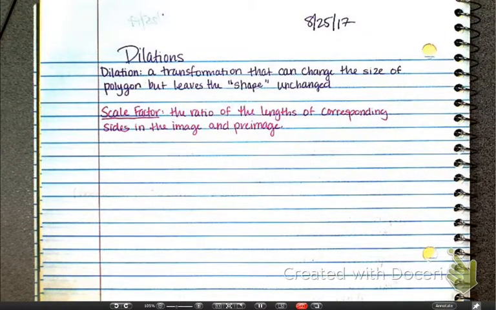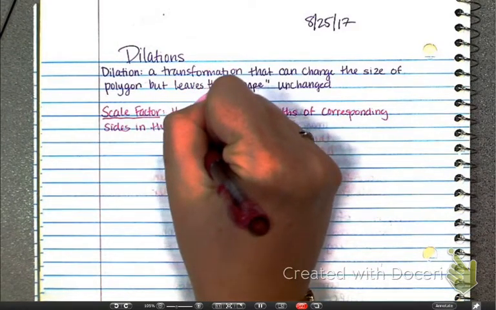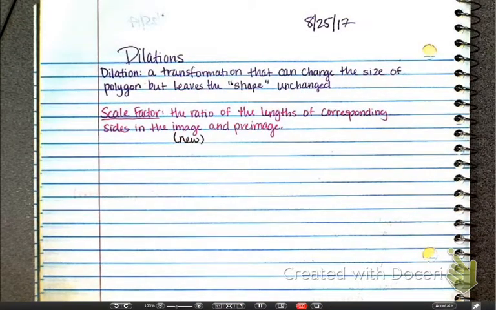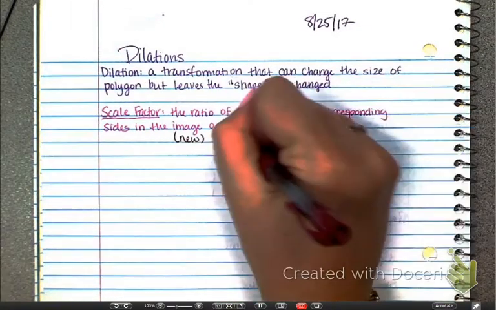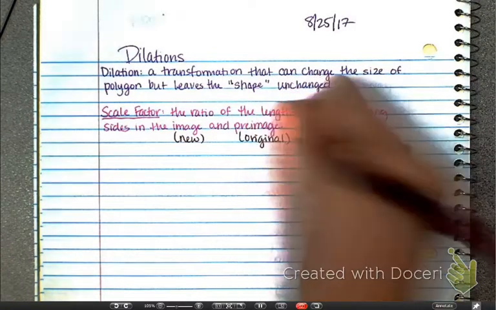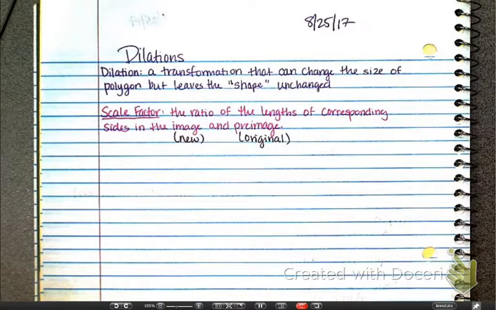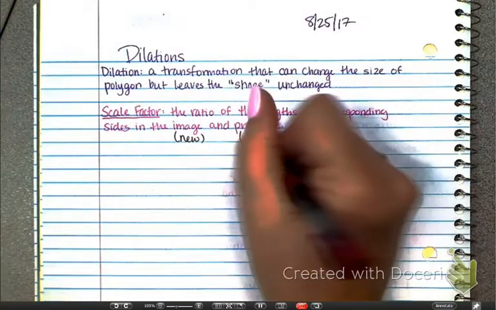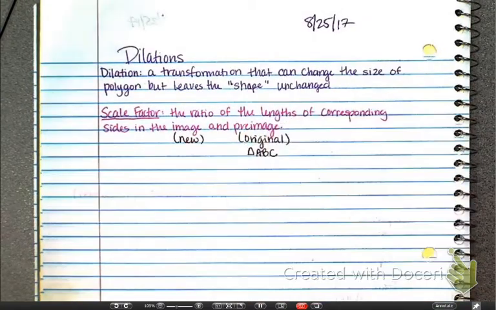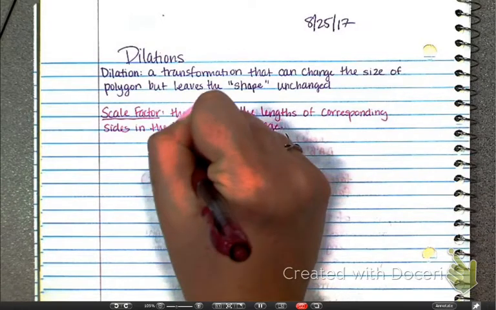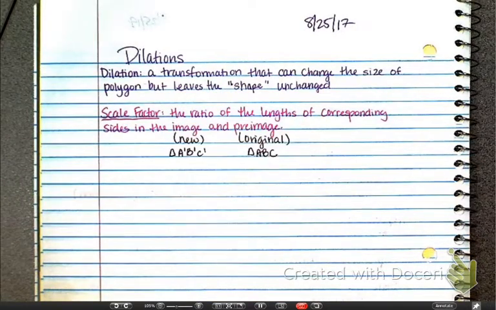The image is going to be your new figure. Okay, so after you perform the dilation, you're going to have your image. It's your new figure. The pre-image is your original figure. Okay, so we start with our pre-image, we perform a dilation, and now we have the image. So for instance, if I give you triangle ABC, and we perform a dilation, my image is going to be triangle A prime, B prime, C prime. Does that look familiar? Yeah?